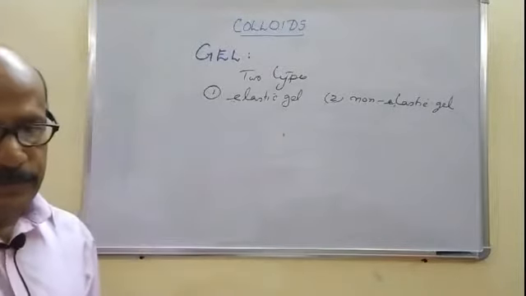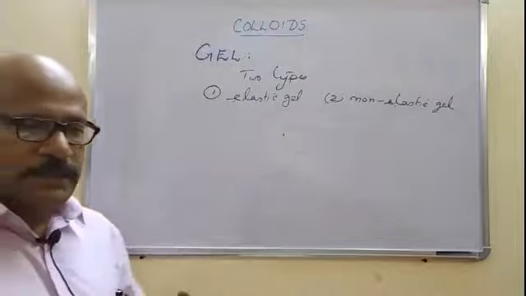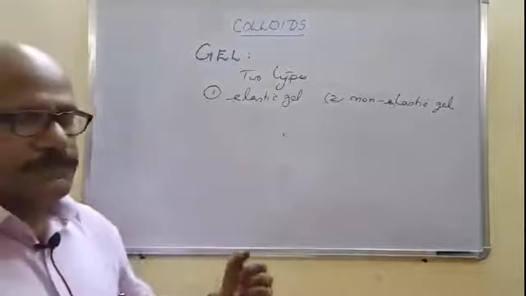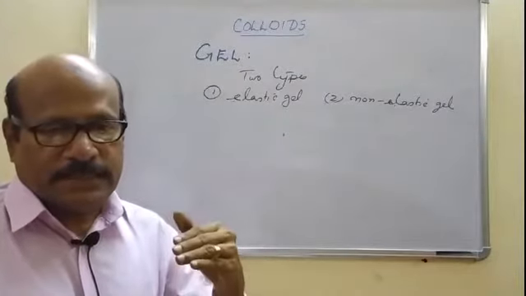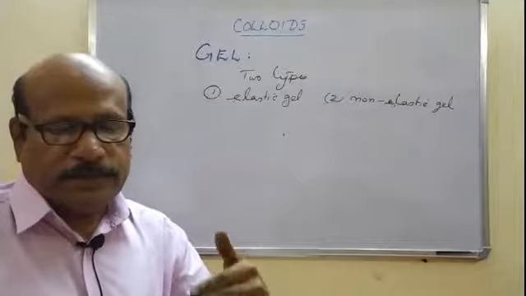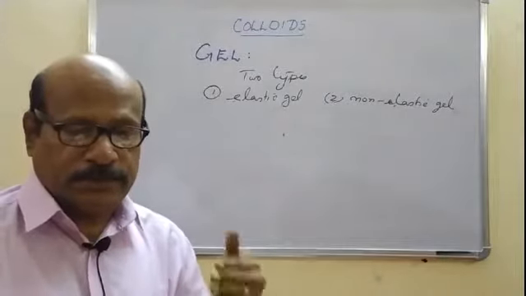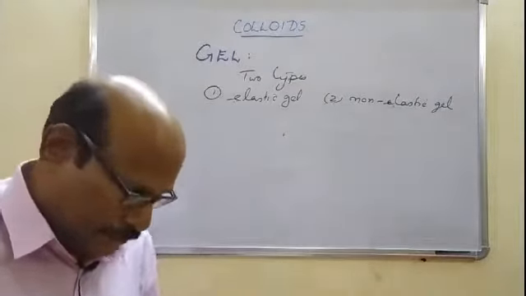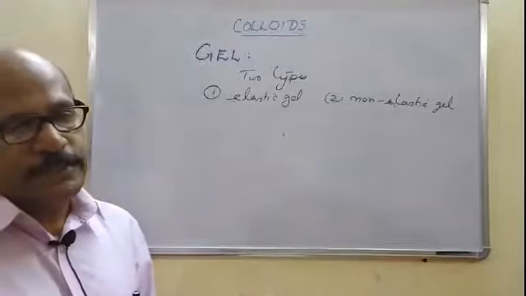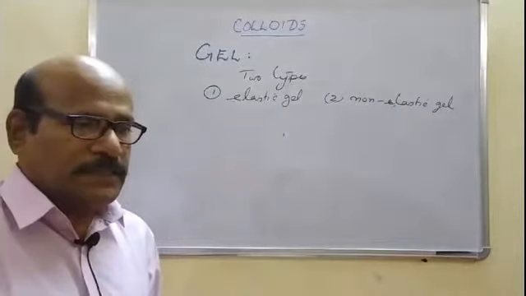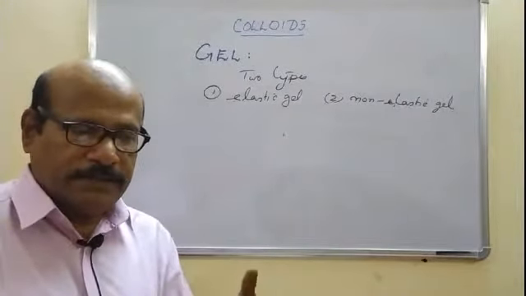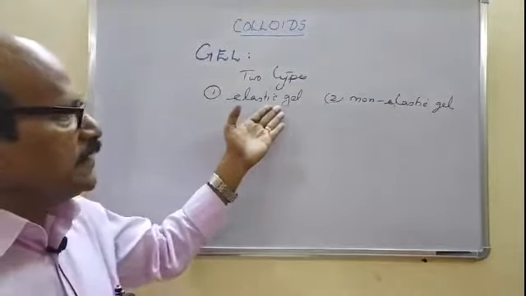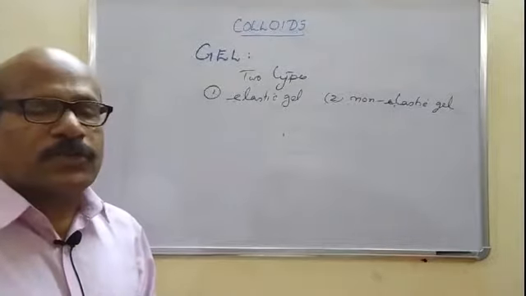But on coming again in contact with water, it will be converted back to the gel. Suppose a gel on dehydration is converted to an elastic solid, but on contact with the aqueous medium or water, it can be reconverted to the gel. Such a gel is called elastic gel. The other name is reversible gel.